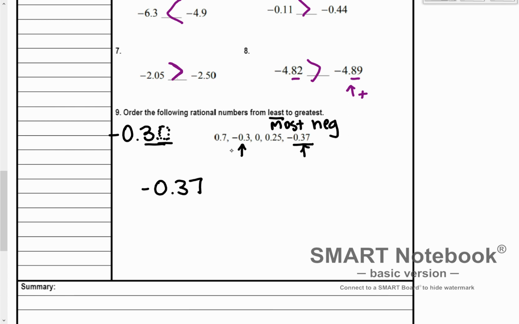So if you ever have a decimal that just has one number like 0.7, 0.3, you can always add a 0 to the end of it to compare it to that next place value. Next would be negative 0.3.